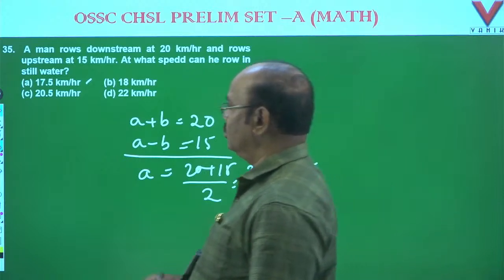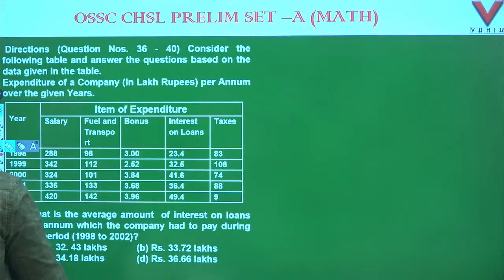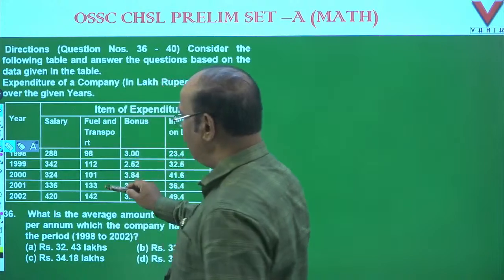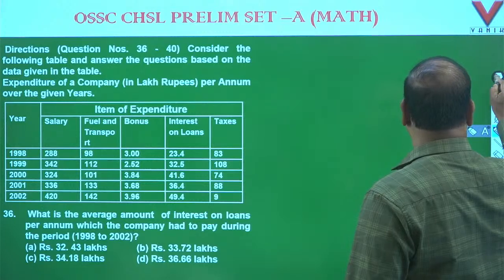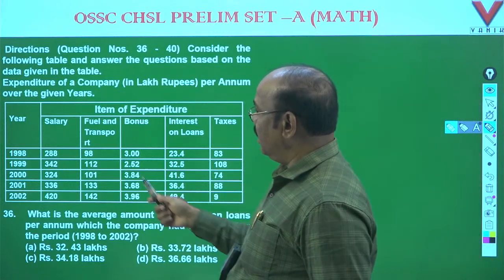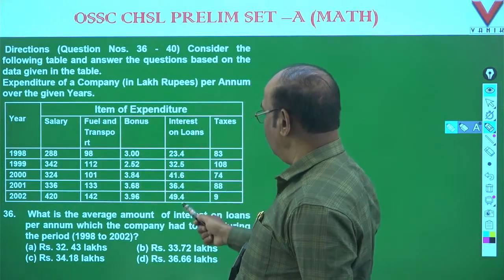Next question 36. This is the DI part, 36 through 40. Let us read the questions. Consider the following table and answer the questions based on the data given in the table. Expenditure of a company in lakhs of rupees per annum over the years. The expenditure is given in various heads: salary, fuel and transport, bonus, interest on loan and taxes.